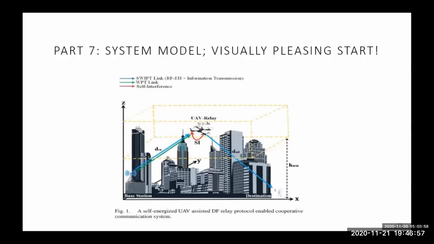The system model needs to be visually pleasant as a start, because this is not a result. This I have taken from a paper that we published. This system model tells what kind of technology we are using and what the directions are. This is a drone communication system that uses RF energy harvesting to harvest energy in the drone. So we describe it in quite some detail here. And this is a city environment as well.